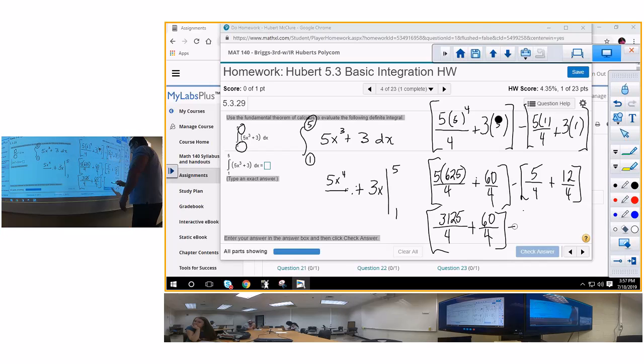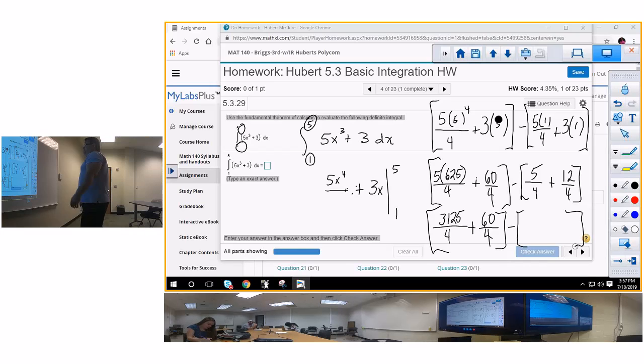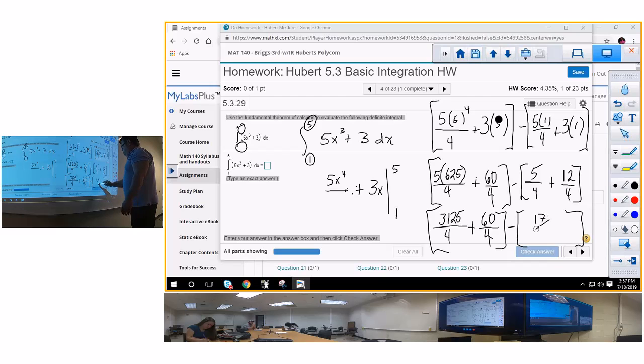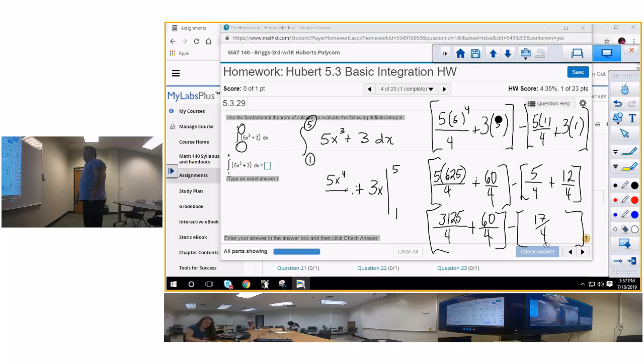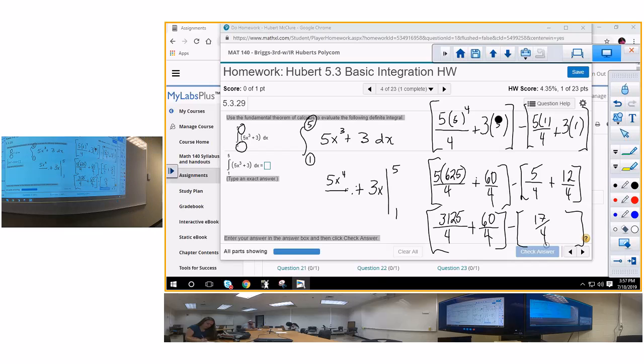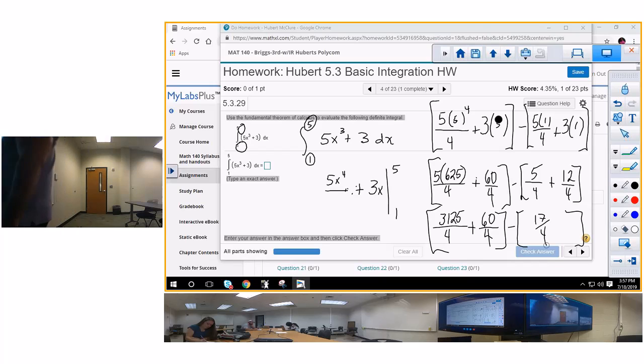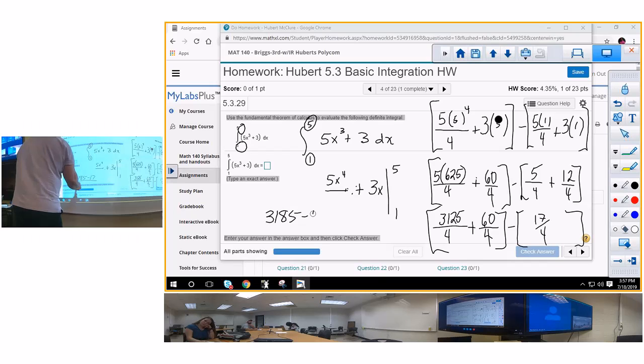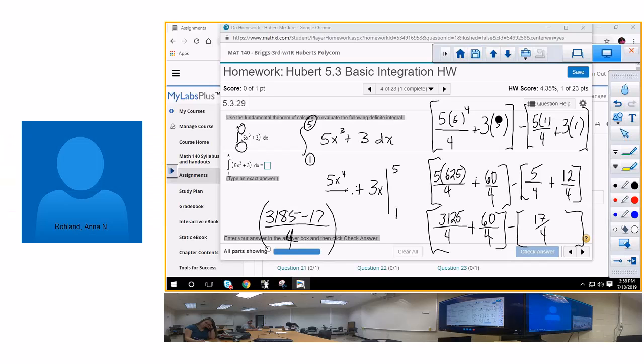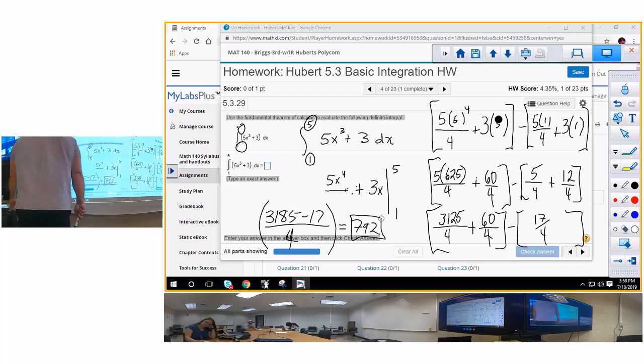Y'all are going to fail. 5 fourths plus 12 fourths is what? 17 fourths. And 3125 plus 60 is 3185. And 3185 minus 17, I have no idea. So I'll just put 3185 minus 17 over 4, and that's going to be your answer. It's 3168 over 4, and it equates to 792. Thank you. I just love people that interact. So 792.